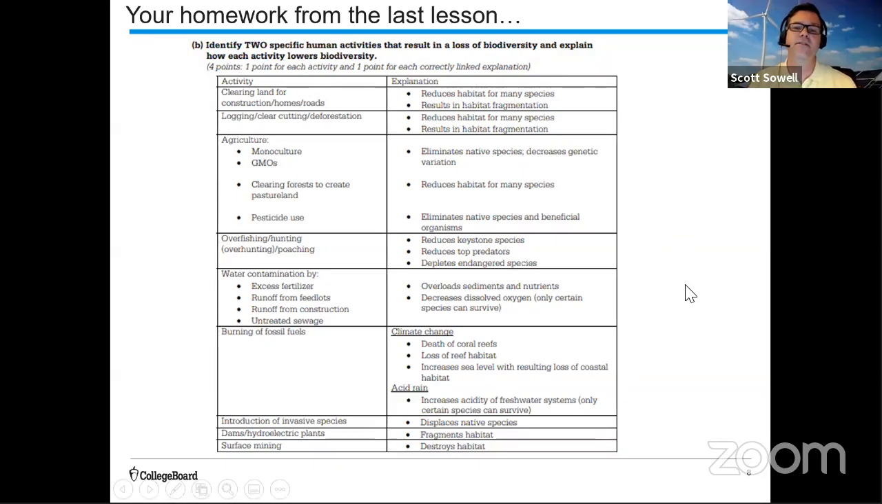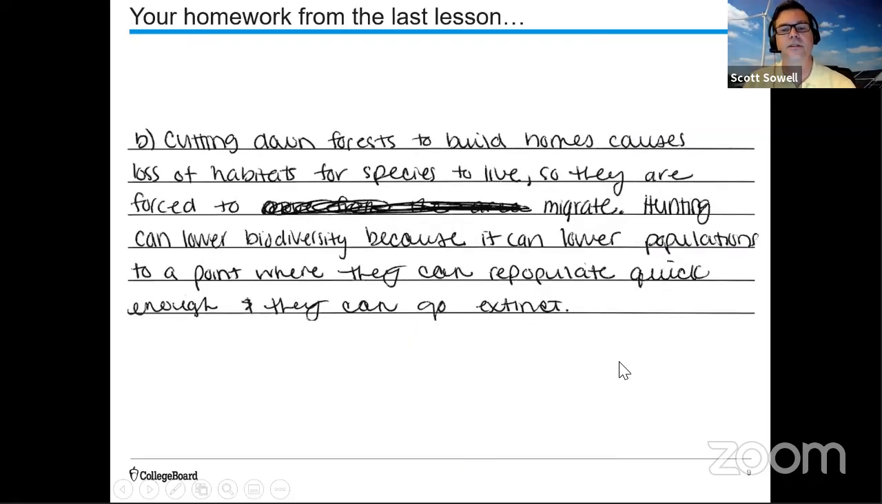So there were a lot of things that you could have answered, but it had to be structured in this way. The activity has to be identified, and then you have to explain how each activity lowers biodiversity. So let's take a look at a student sample here.